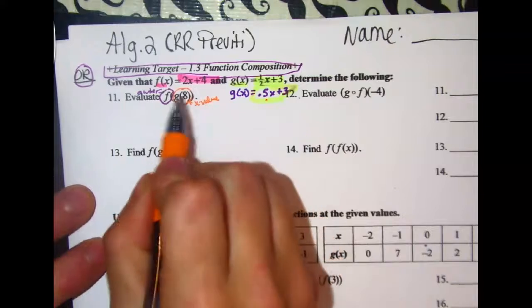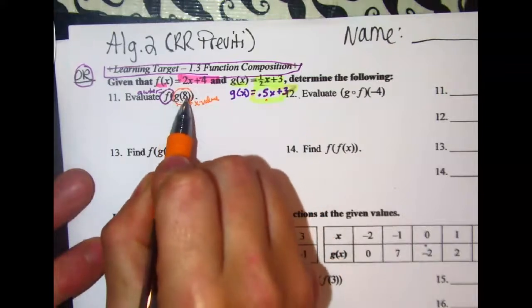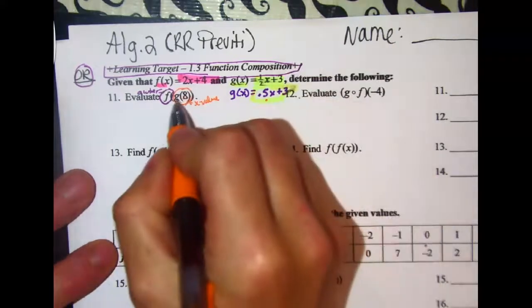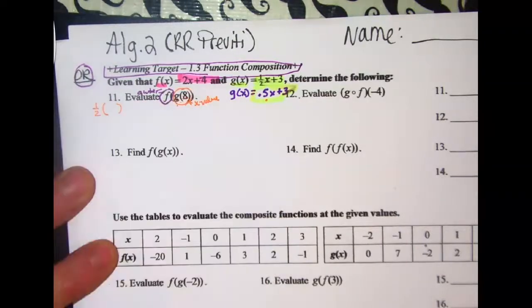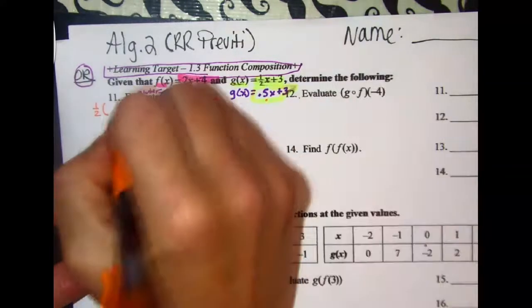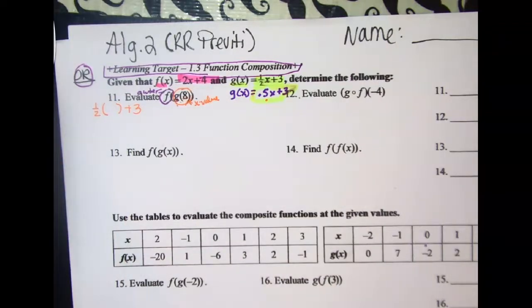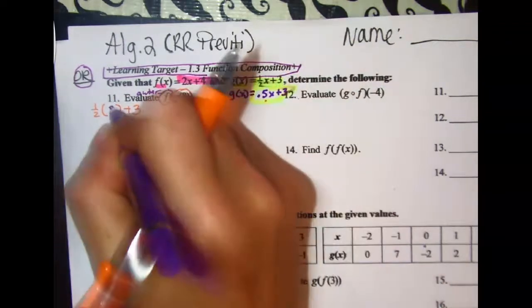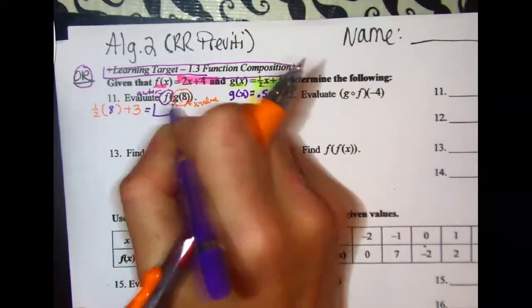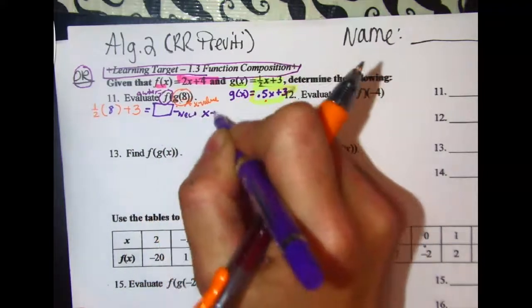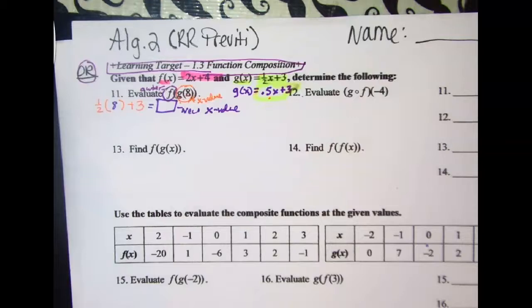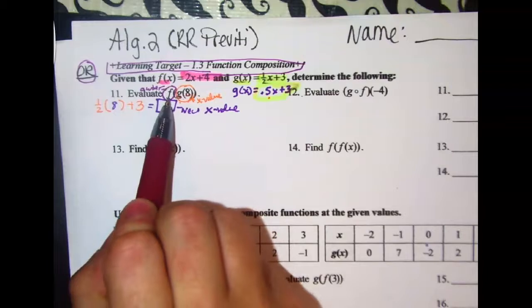So the inner function is right here, circled in orange. We're going with the g, so I go over here and I have 1/2, whatever they tell us the x is, plus 3. And we know right now that this x is going to be 8. I'm going to put that in my calculator, and out comes a new x value. I'm going to take that new x value and plug it into my f function.